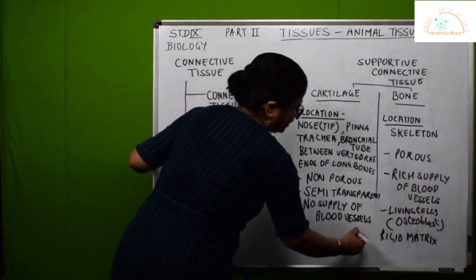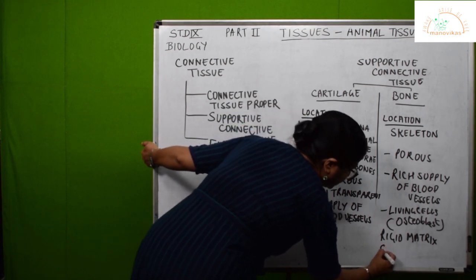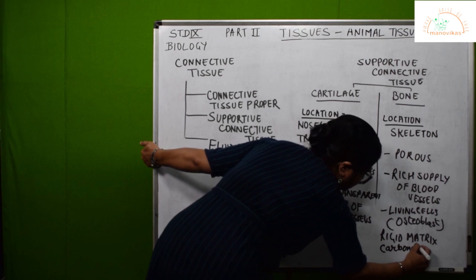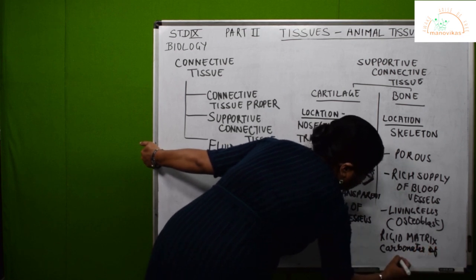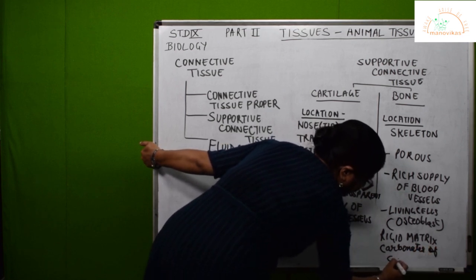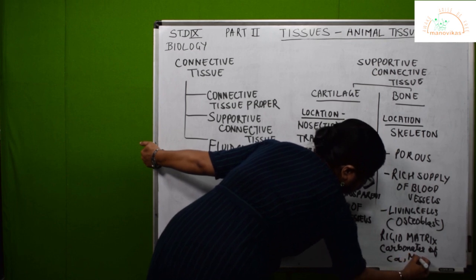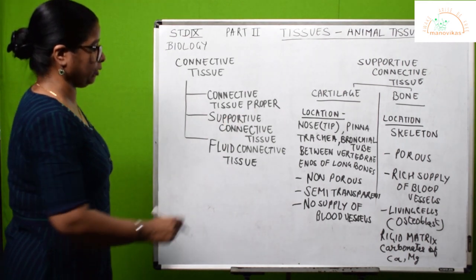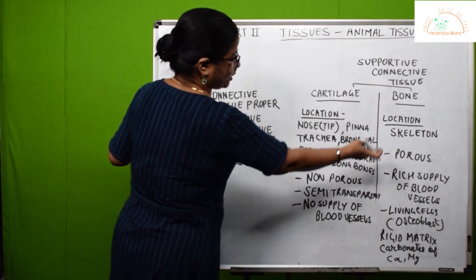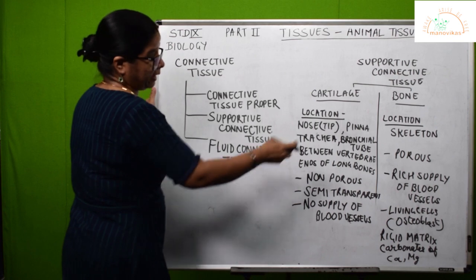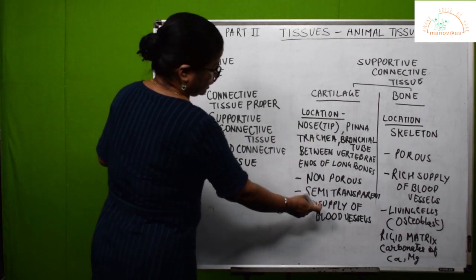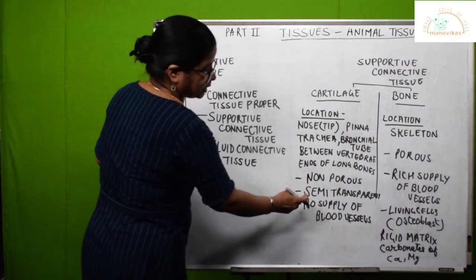And what is that rigid matrix? It is made up of carbonates of what? Of inorganic substances like calcium, magnesium. These are inorganic. So you can see, if you compare the cartilage and bone, the cartilage is non-porous, bone porous. They have blood vessels, there is a rich supply of blood. Here you can see there is no supply of blood, it is semi-transparent.